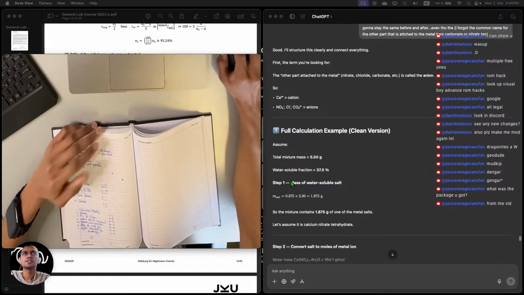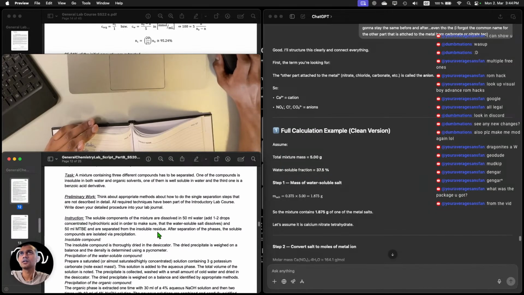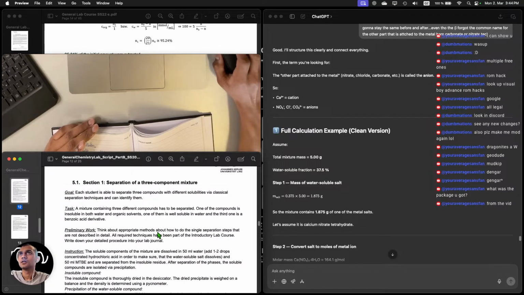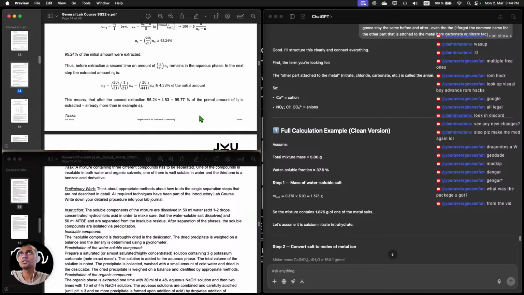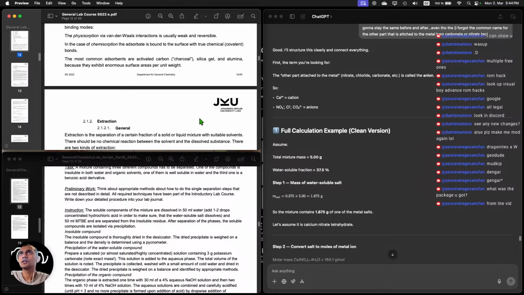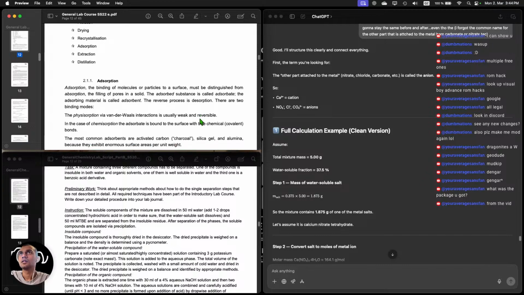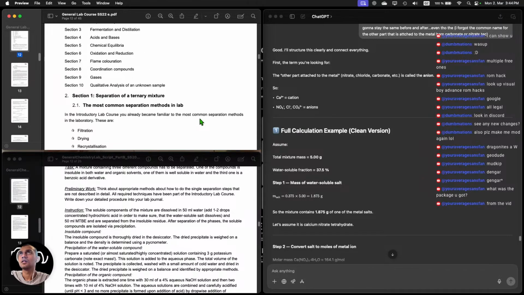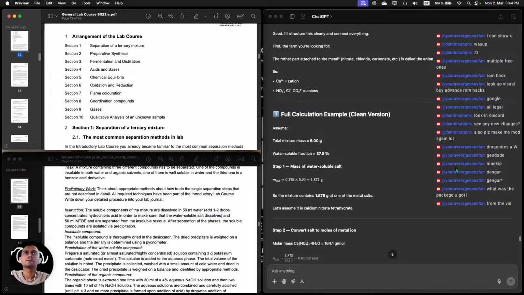Total mixture mass. Is it 5 grams? No. I don't think it's mentioned how many we are getting. Yeah, it's not mentioned how much we're gonna get. Water soluble fraction 37%. Why are we talking about only the water soluble?